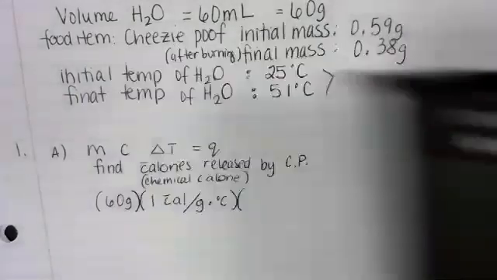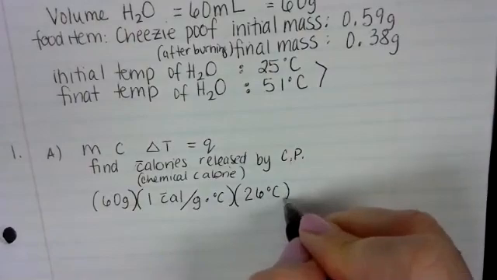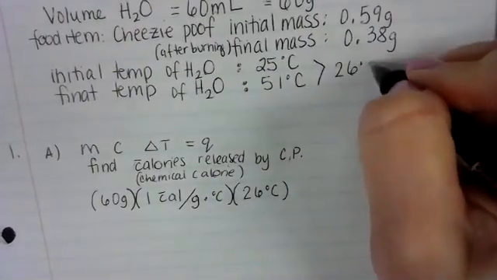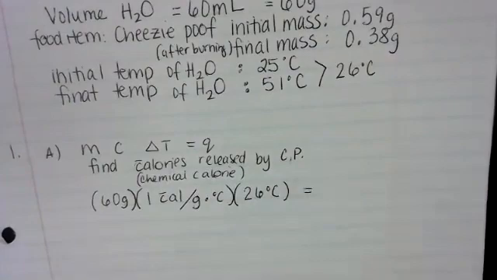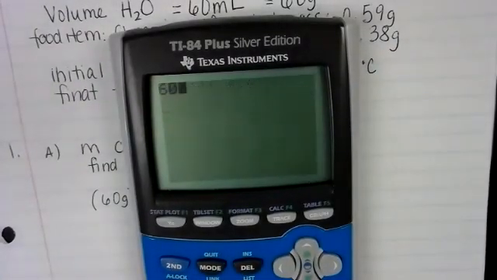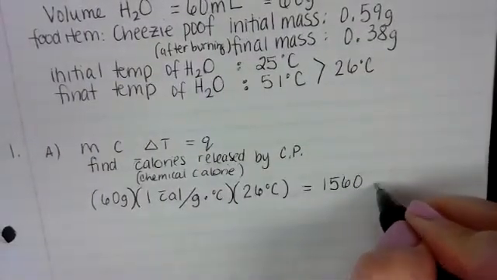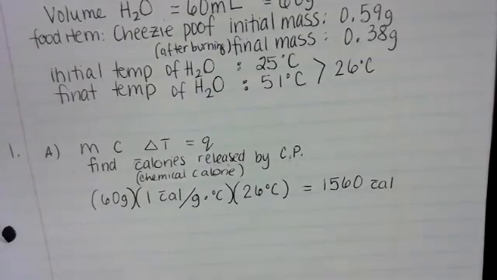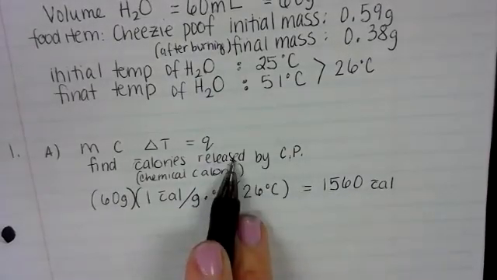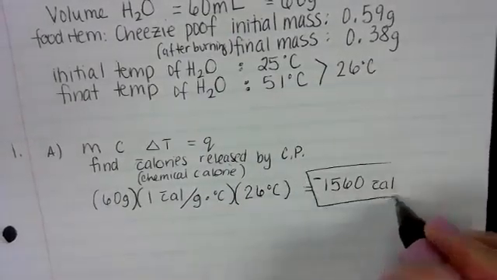All right, so we can use our calculator and subtract the difference, or we can just do it in our head, to be 26 degrees Celsius. Then I'll take my calculator, multiply 60 times 1 times 26, and I get 1,560 little calories. It's asking me for the amount released, so I will change the symbol, and that would be my final answer.